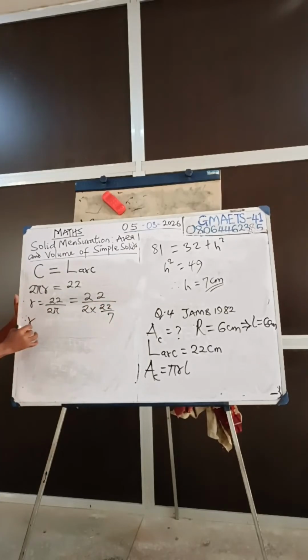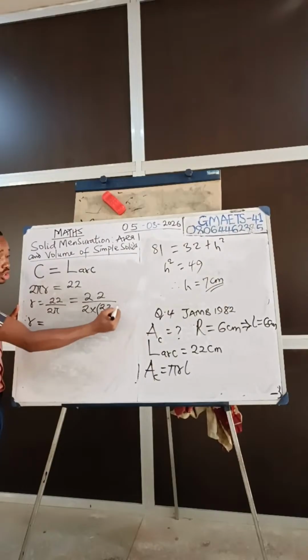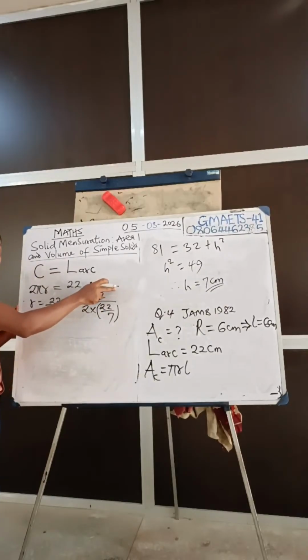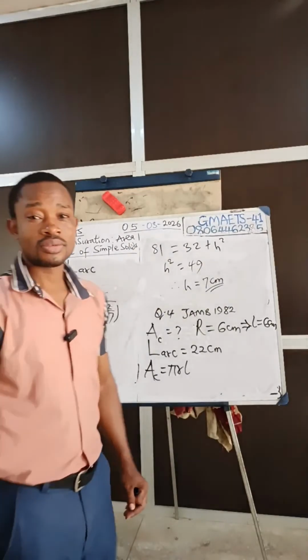Therefore, the radius of the cone, which we are using small letter r, is equal to, come over here, this 22 and 22, it cancel. I hope you know that. Mathematically, this denominator of this fraction will do what? Go up. Are you following? This 22, 22 will go up, 7 will go up. So radius is 7 over what? 2. Is this clear?